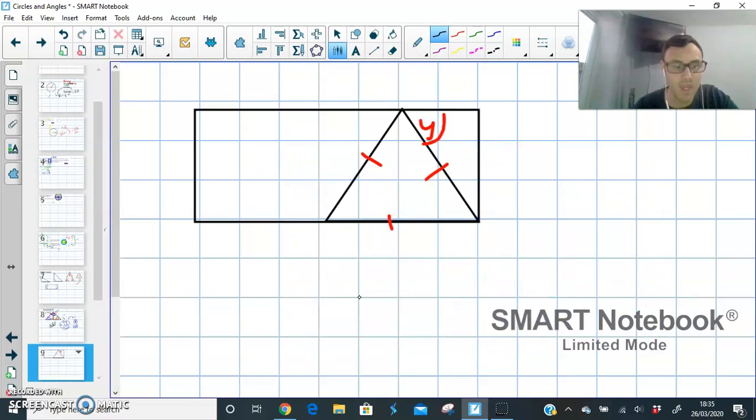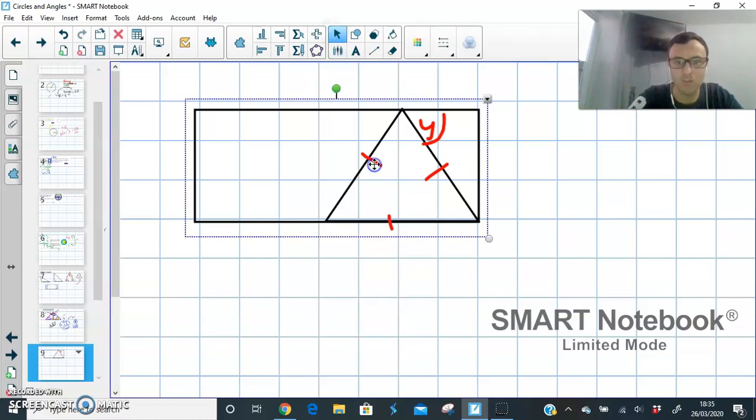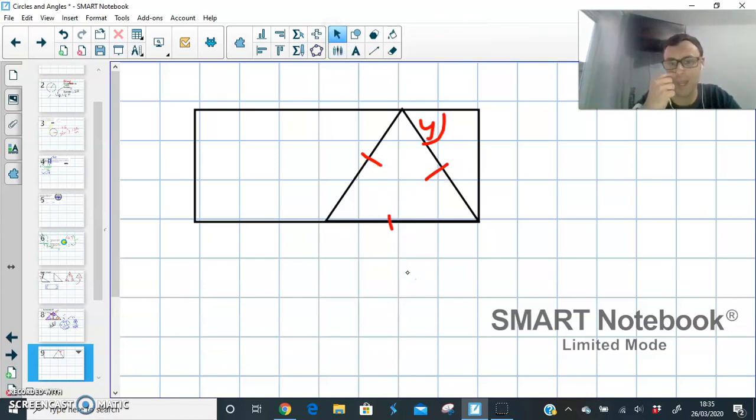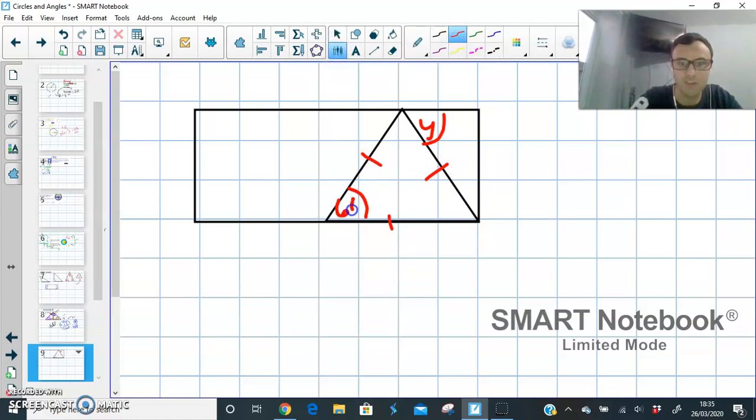Right, here we've got a rectangle with an equilateral triangle in the middle. I know it's equilateral because we've got three red lines suggesting that they are the same length. So if I know I've got an equilateral triangle, I know that that's 60, I know that's 60, and I know that there is 60. Now I then need to work out y. What's going to help me?